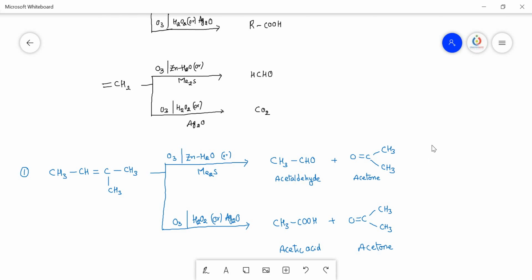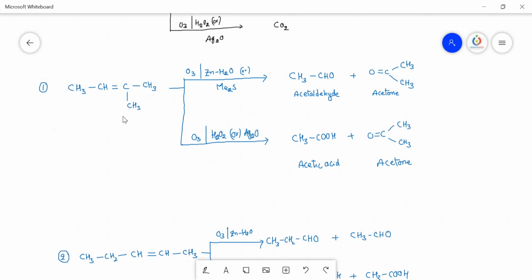Now let us see some of the examples here. So this is the one molecule. In this molecule, you see here, this is the carbon with hydrogen. This is the carbon without hydrogen, double bonded carbon. When you subject it to reductive ozonolysis, you break this bond, put oxygen here, here one oxygen, so that you will get CH3CHO acetaldehyde and CH3COCH3 acetone.